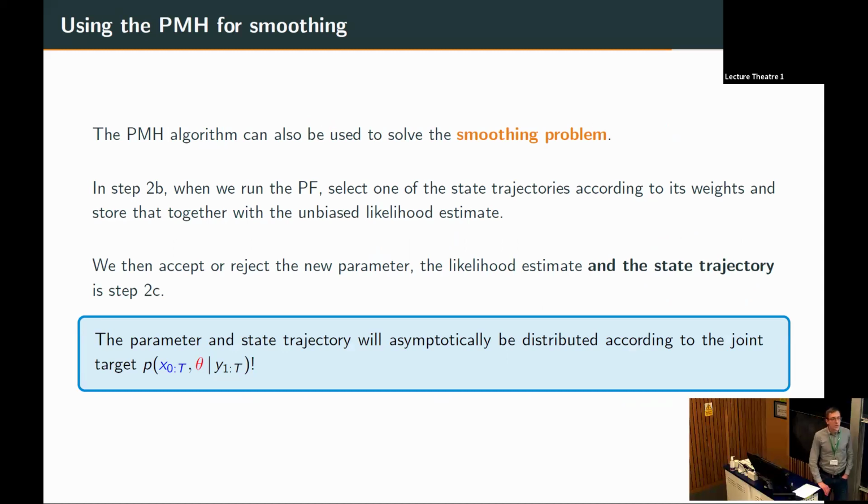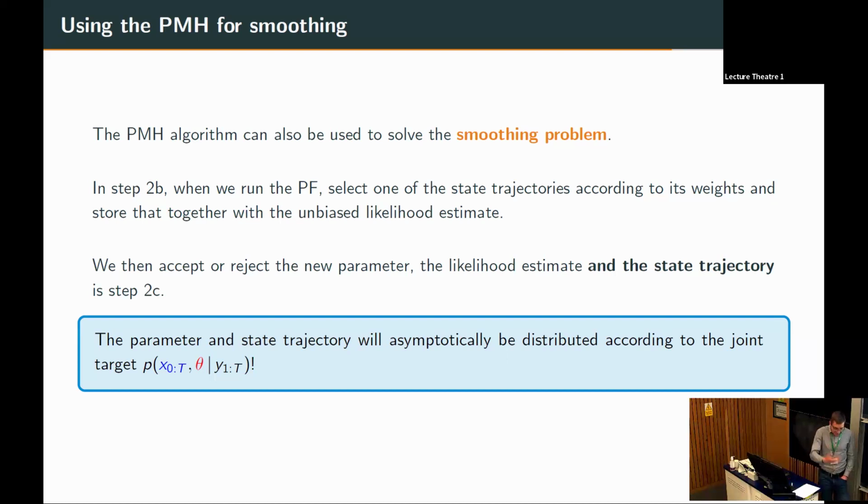Okay, now I showed you this as just targeting the posterior over the thetas. I mentioned in the beginning that we can also use these algorithms for sampling x's, states. Typically, we can target the joint posterior over theta and x. And if we want to get estimates of the latent states out of this algorithm, we can do that by simply selecting one of the trajectories that we generate in the particle filter in step 2b. So that's where we run the particle filter.